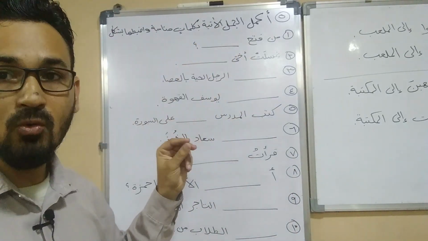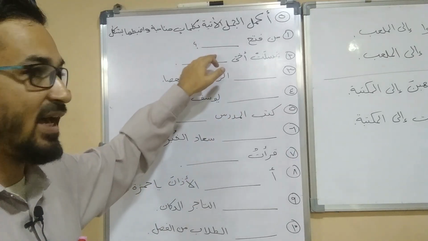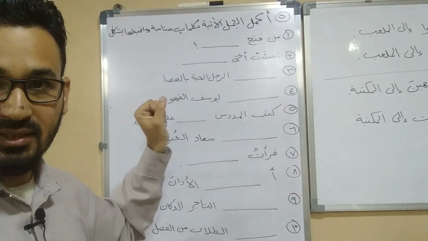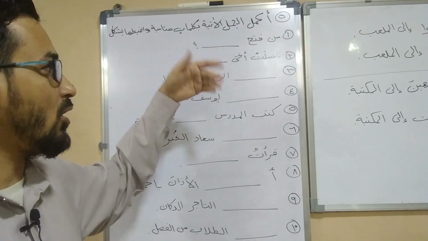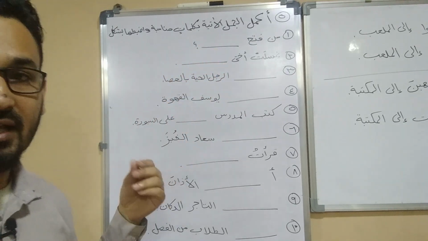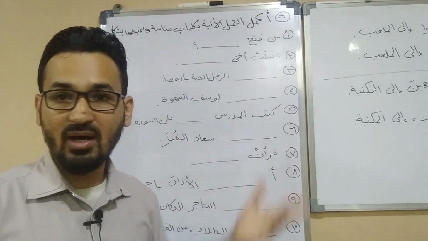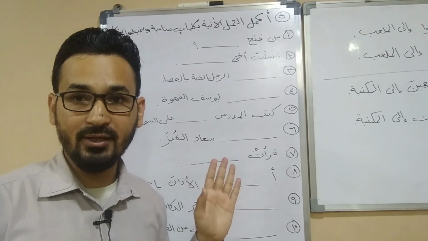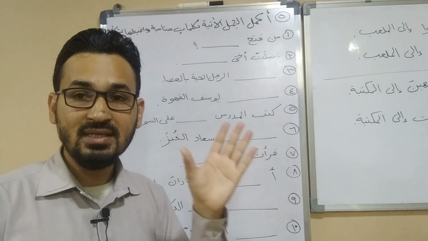Man fataha, who opened what? Bab, bab al fasli. Also you can use some other, man fataha dukkan, man fataha nawafiz. Whatever you wanted to write, you have to give it proper sense.